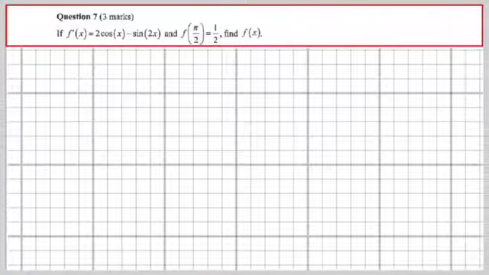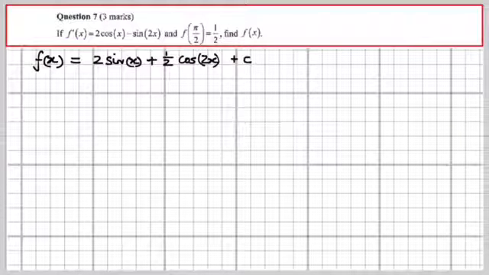Right, what do we got now? Question 7. We've got a derivative, and it looks like we have to anti-differentiate to get the answer to this, and we've got a boundary condition over here which we can apply to work out what c is. That's our game plan. Let's go for it. Therefore, f of x would be, now the antiderivative of this beastie here is this, and the antiderivative of minus sine 2x is plus a half cos of 2x, and then we've got the plus c.